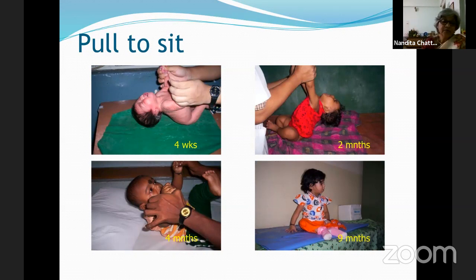But this 4-month-old baby, this was a 2-monther. The 4-month-old baby, see his head, he is raising his head and he's trying to sit up as we pull him. And this 9-month-old girl is sitting up on her own, no support, nothing.